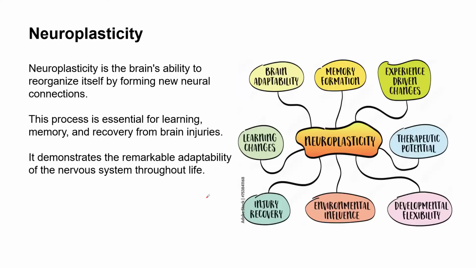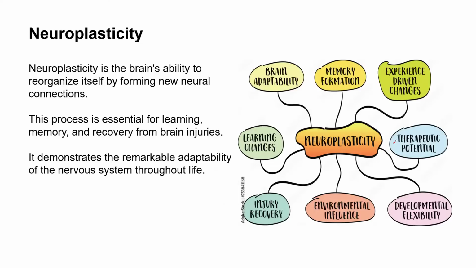So then neuroplasticity. Neuroplasticity is the brain's ability to reorganize itself by forming new neural connections. This process is essential for learning, memory, and recovery from brain injuries. So that is neuroplasticity. It is the brain's ability to reorganize itself by forming new neural connections. And in addition, this process is essential for learning.